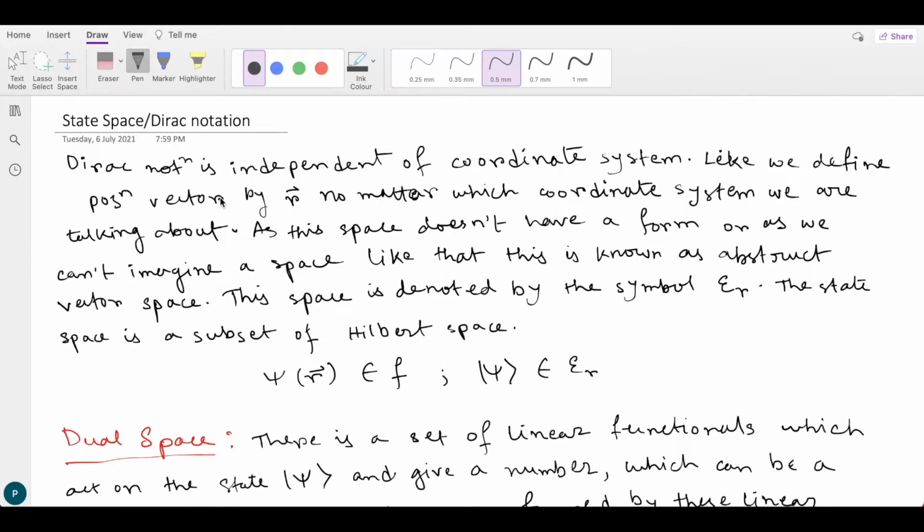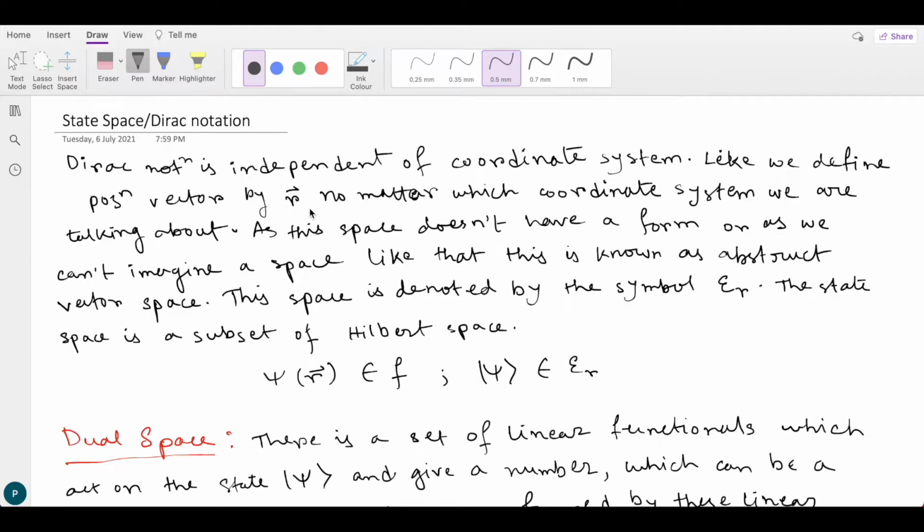Today we will be discussing state space, or the Dirac notation. So what is Dirac notation? Dirac notation is independent of coordinate system. That is like we define the position vector in Cartesian, polar, or cylindrical coordinate system. Everywhere we define the position vector as r. When we are saying that the position of a particle is given by r, we are not saying which coordinate system we are actually using.